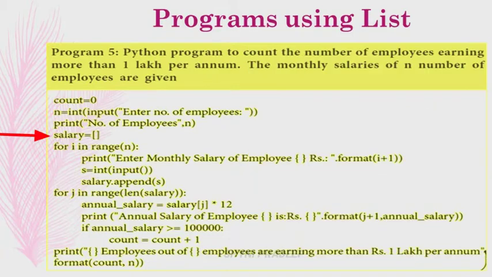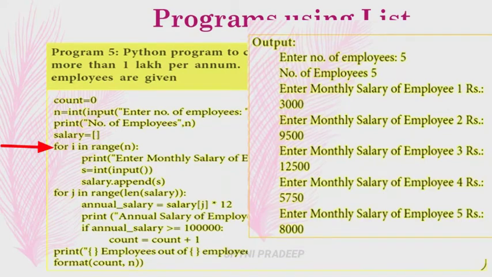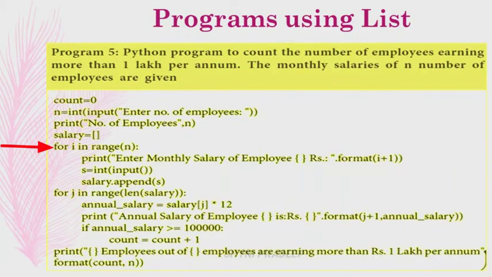Next, salary is equal to empty square bracket. We have not yet started calculation till now. So in the initial stage, none of the salaries are added in this list. So this is an empty list. Next, see the for loop. For i in range n. n means what? Number of employees. Number of employees means 5 employees. Here 5 is the last value. So you have to generate the list of values from 0 to 4 because 5 is the stop value.